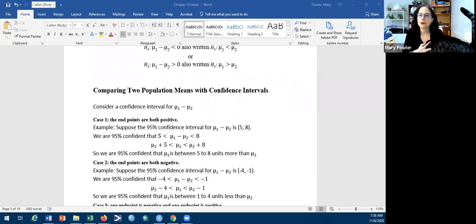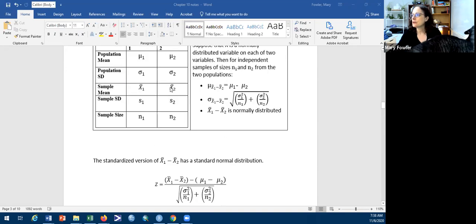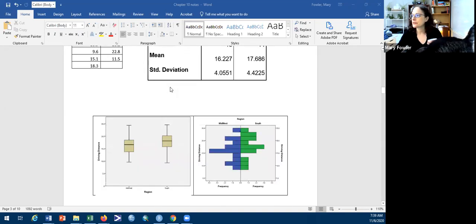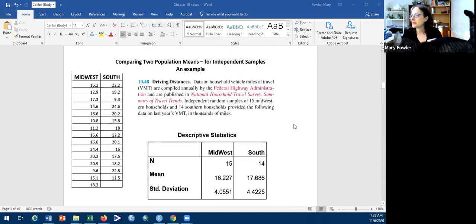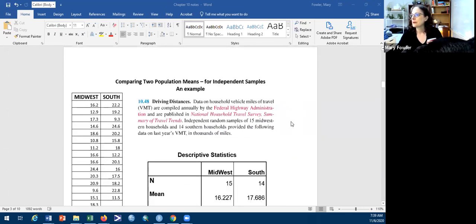Hi, in this video, we're going to be working in section 10.1. This is the second part of that video. Okay, so we're in the notes here. I shared the notes. And I want to look at the example comparing two population means and independent samples. This is an example that we'll be using as we go through the notes.